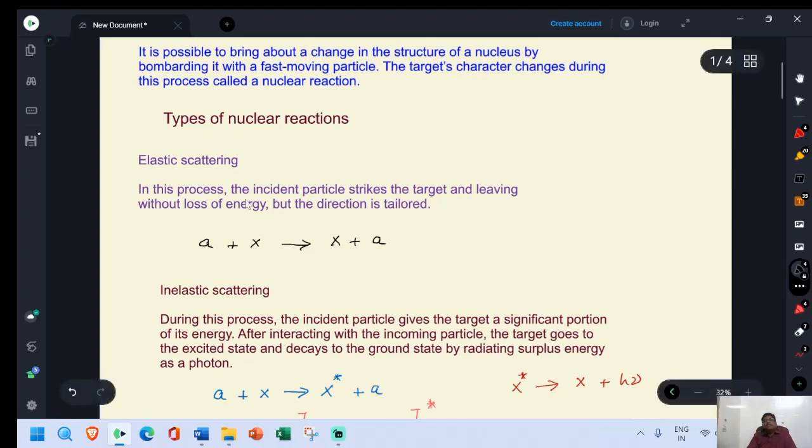In this process of elastic scattering, the incident particle strikes the target and leaves without loss of energy, but the direction is altered. Here A is the incoming particle, X the target. Once again we are getting X and A. No energy transfer takes place in this reaction, so we are calling this reaction an elastic scattering reaction. The only change is that the direction of the incoming particle is altered.